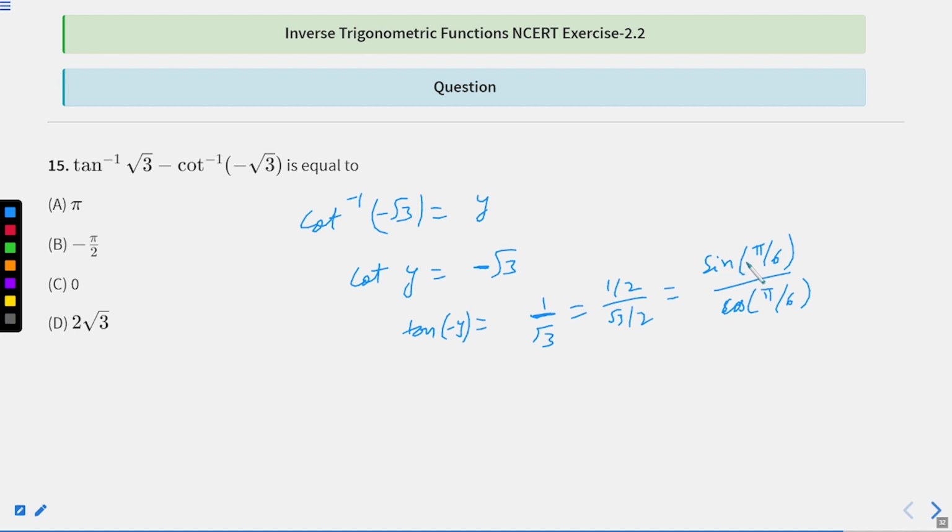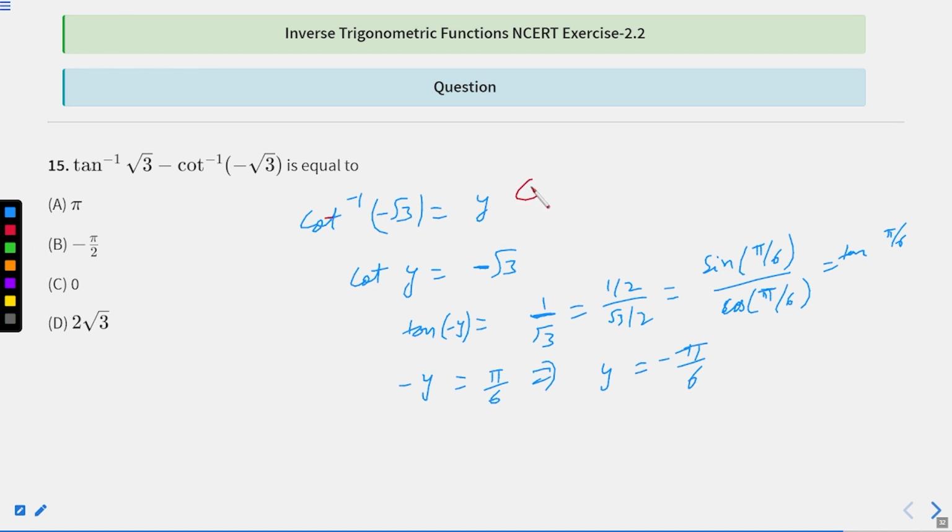Now from this, what you can say is that minus y is equal to pi by 6. This is tan theta, tan pi by 6. From this, minus y is this, and y is equal to minus pi by 6.